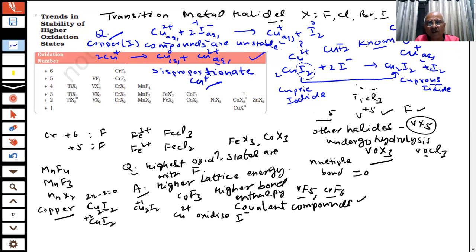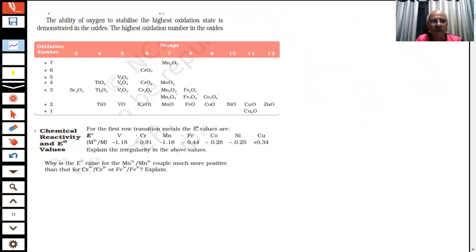So I hope we have been able to understand the halides, and the trends in the stability of the oxidation states of different 3D series. What we are talking about is the 3D series, students. Most of the questions are of the 3D series. So we can proceed further. This lecture is very important. There will be at least 1 or 2 questions in the paper.